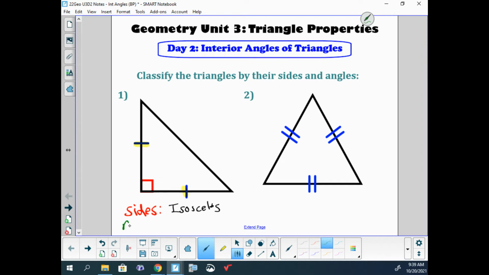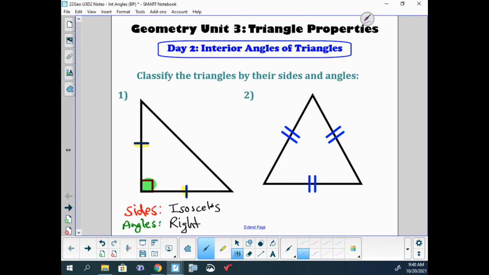If we are looking at classifying it by its angles, we are looking at words like acute, obtuse, or right. And we can see here that the right angle box is present, just highlighted in green. So this is indeed a right triangle. And this is a right isosceles triangle.